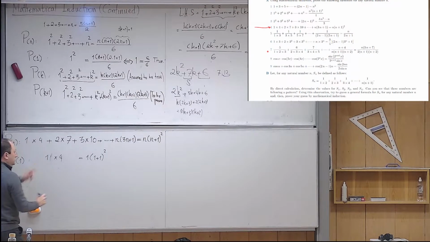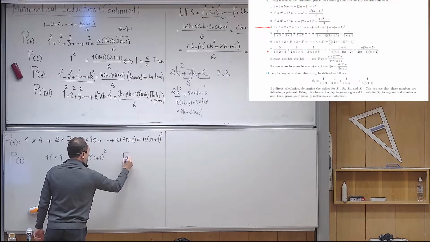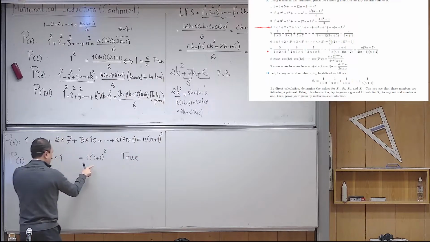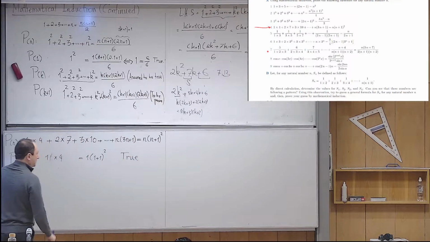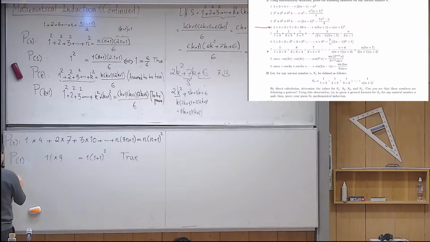Okay, so this is the first thing. And then you have to emphasize, yes, this is true. Of course, you have to check if it is true. We see that this is really true. Now, what you do, you say that let k be a natural number. What number is that? I don't know.